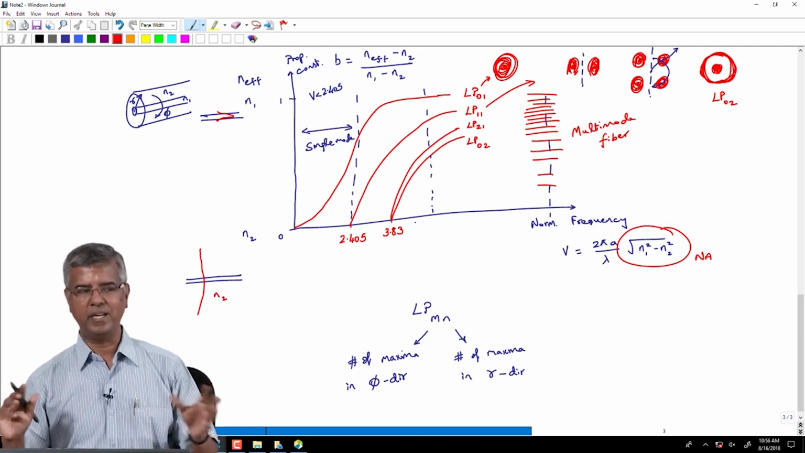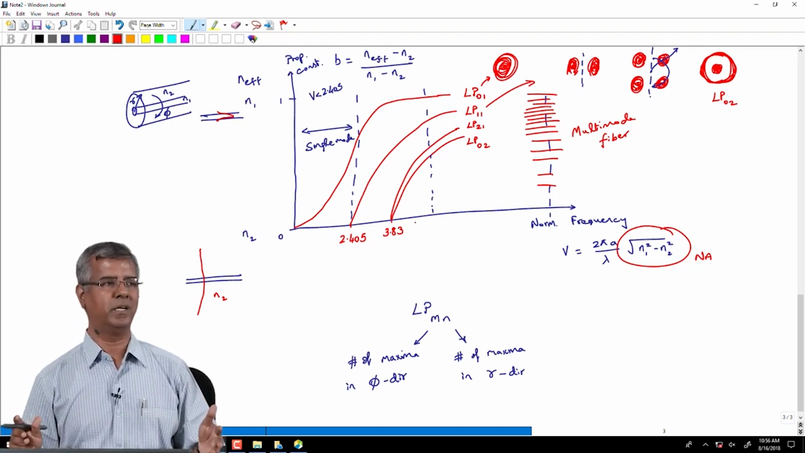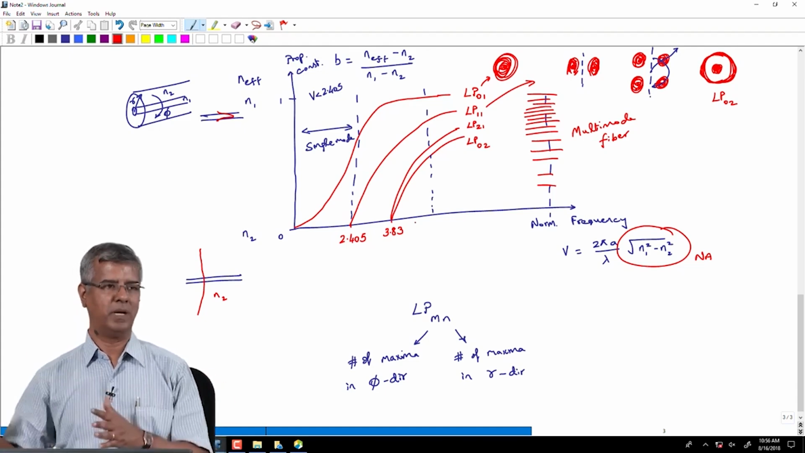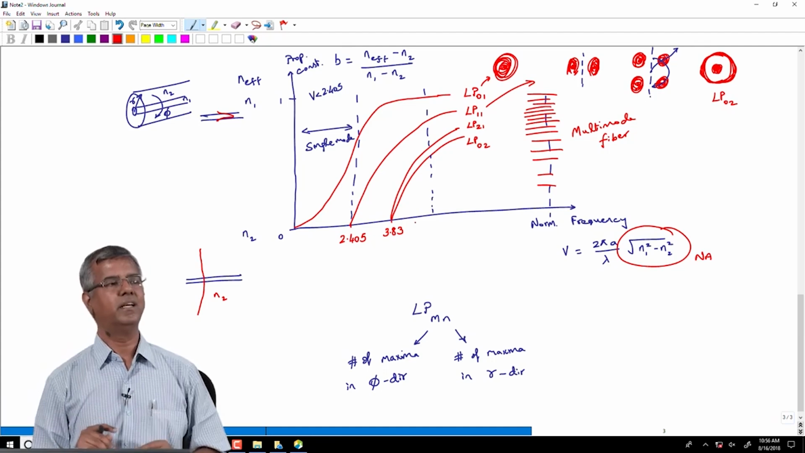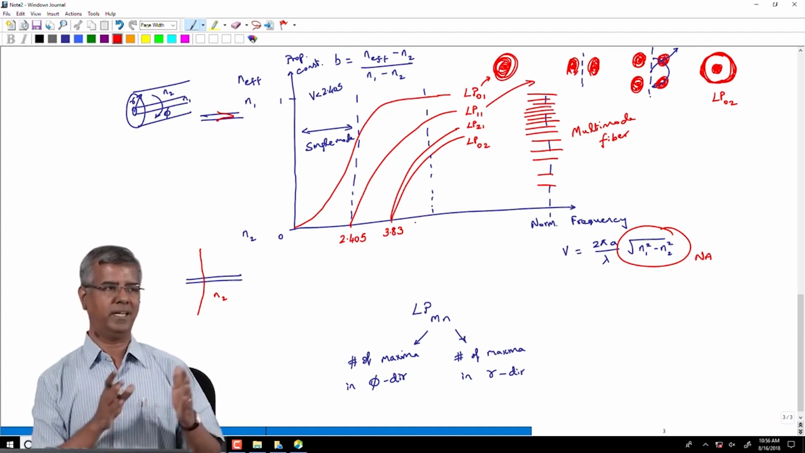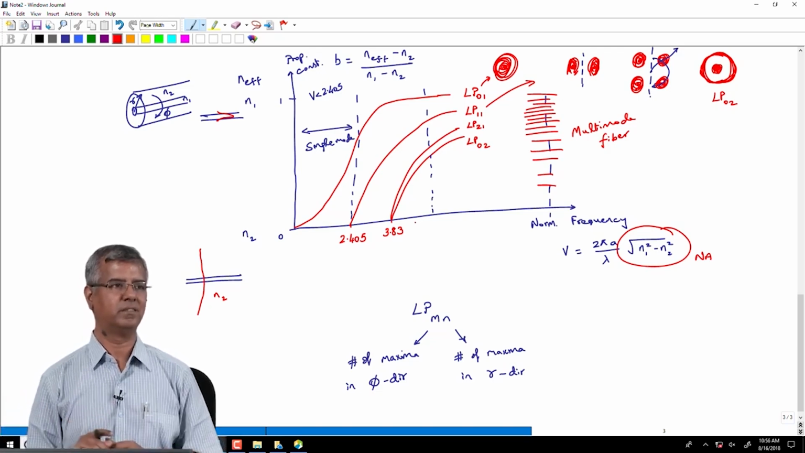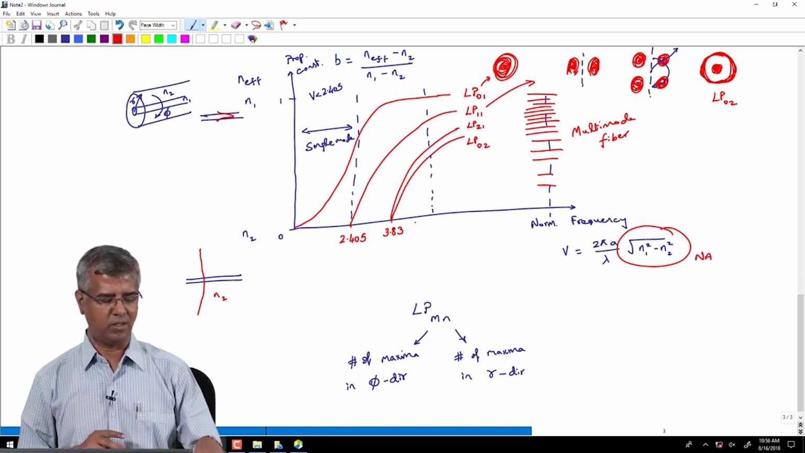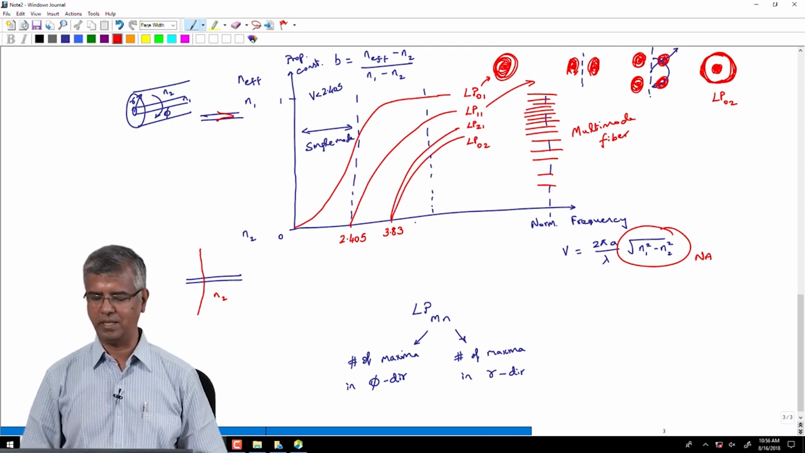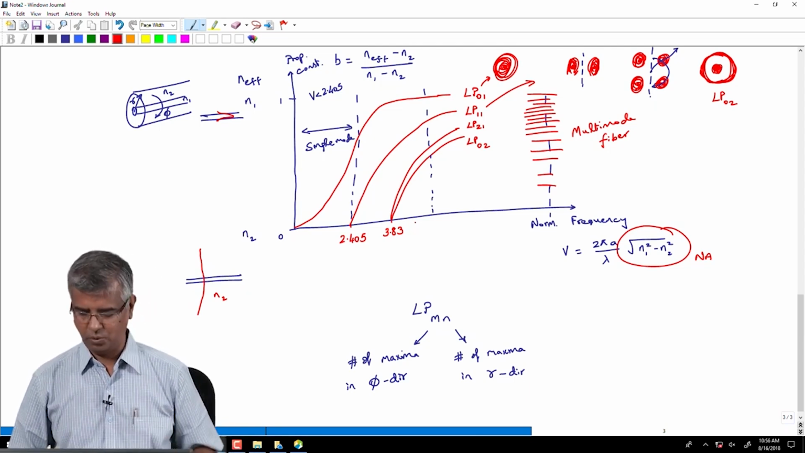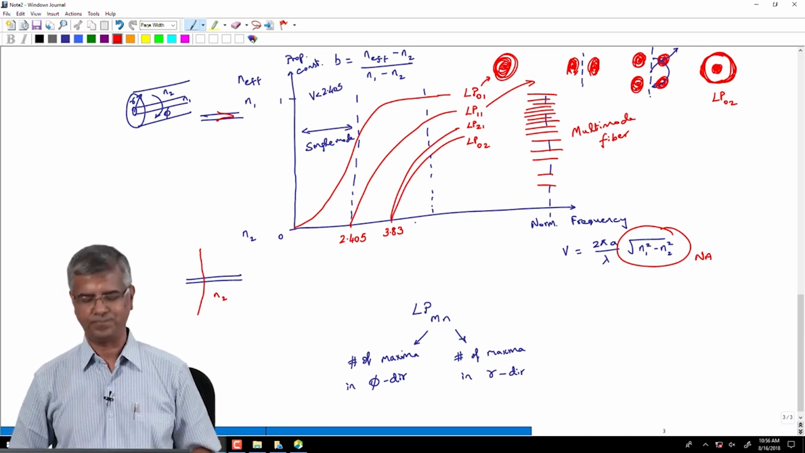So, you cannot generally call a fiber single mode or multimode. It is single mode at a particular wavelength, multimode at a particular wavelength. So, these are the concepts that we were going to see in the demonstration today. Sorry, I overshot my time, but let us stop here. Thank you.